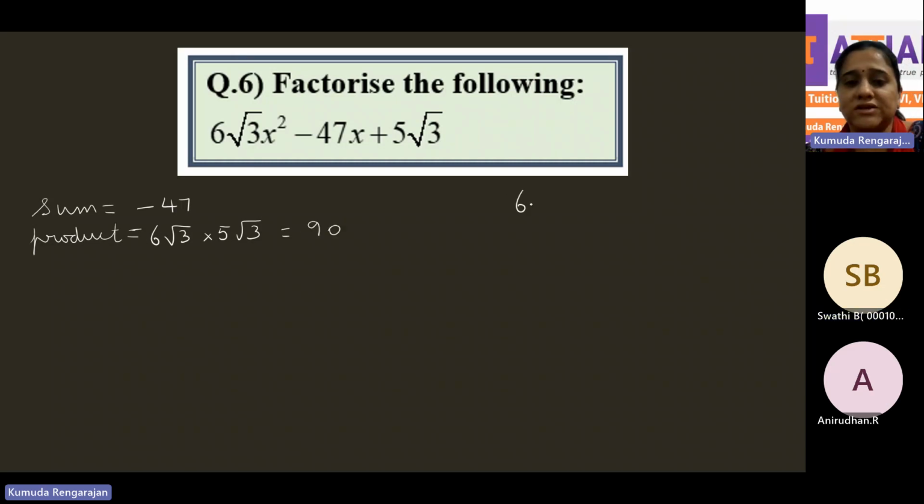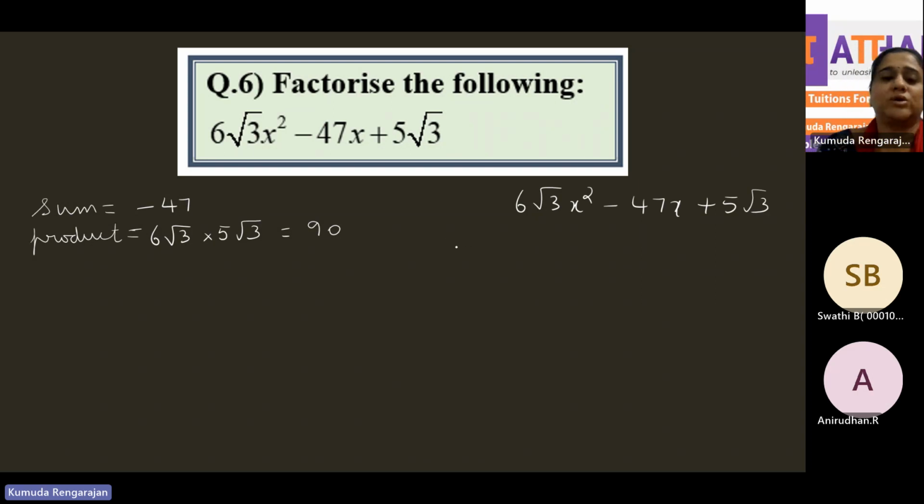See here, 6 root 3 x square minus 47x plus 5 root 3. It's very simple. Look at the screen, children. Just remove this x square and x. This one is the sum. The product is this into this. But sometimes there is nothing here. It's only x square. That means there's only 1 there.